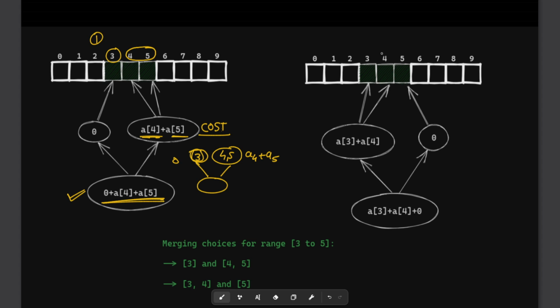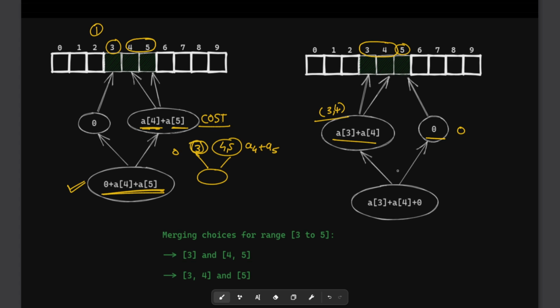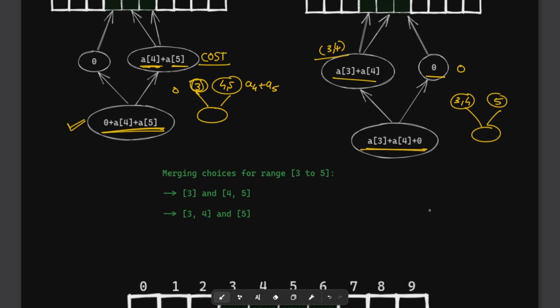Hence the total cost in this choice 1 would be A4 plus A5. And if we keep 5 as it is and first merge 3 and 4, in that case, to make 3 and 4 a single element, it will incur a cost of A3 plus A4, and to make A5 a single entity, it will cost 0 because it is already a single entity. And again, combining these two, we will be combining 3, 4 and 5. This will take A3 plus A4 time or cost.